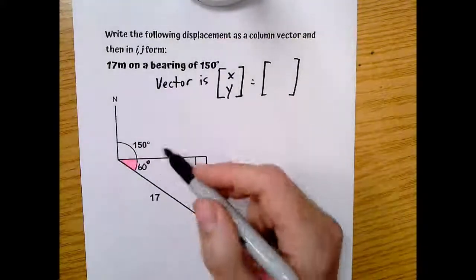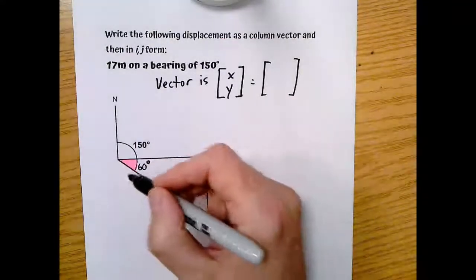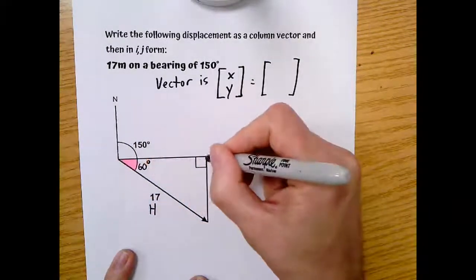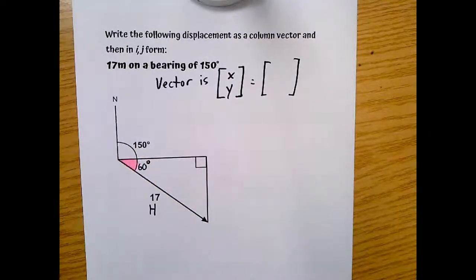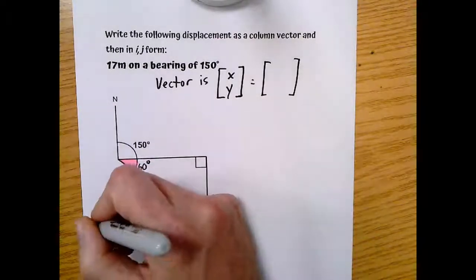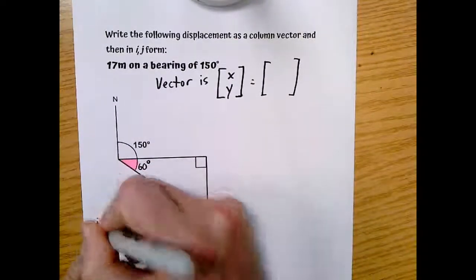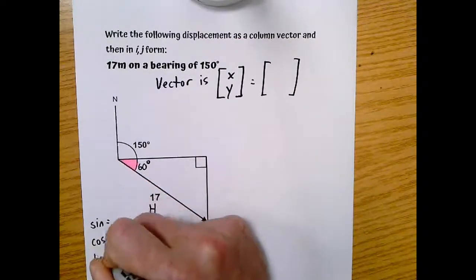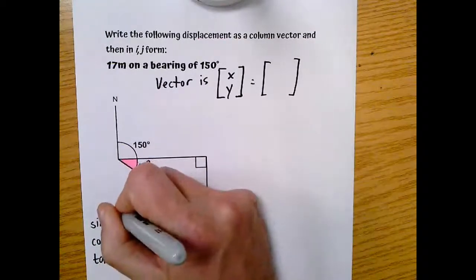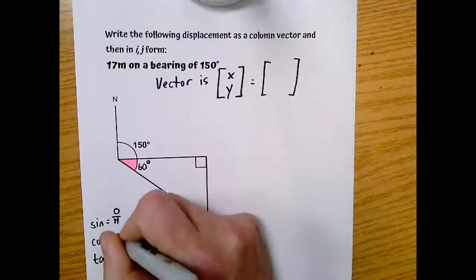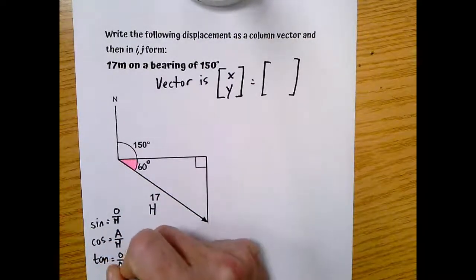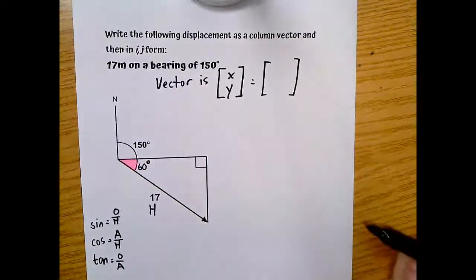Looking at this, we have this right triangle right here, and we have the hypotenuse. But we're going to try and find this x value and this y value. And to do that, we're just going to use good old-fashioned right triangle trigonometry. Right triangle trigonometry tells us we have sine, cosine, and tangent. Sine is just the opposite side over the hypotenuse. Cosine is just the adjacent side over the hypotenuse. And tangent is just the opposite over adjacent. So we're going to use one of these three to help us out.